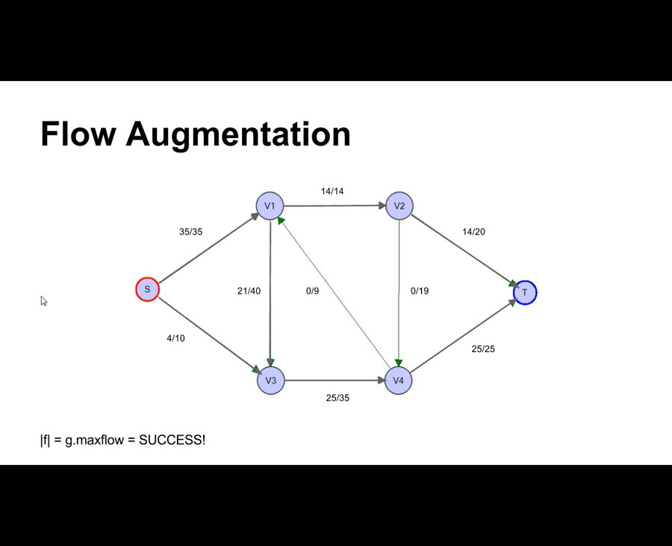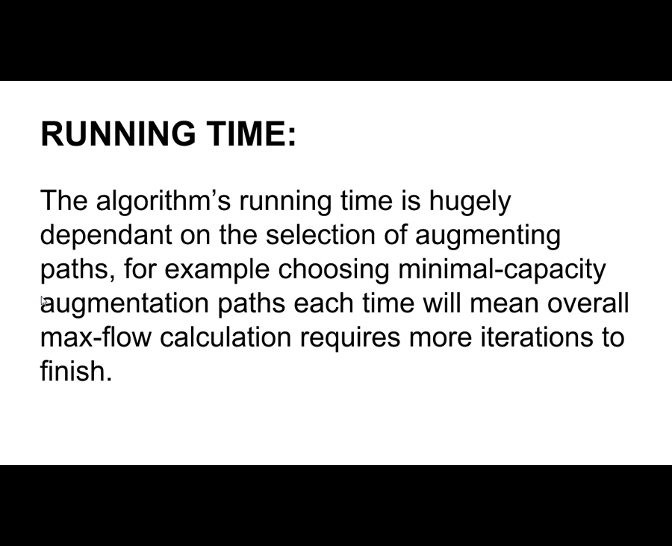Notice that the order in which I pick the augmentation paths here is none too specific in finding the result. The result will be calculated exactly the same. For example, if I had picked S to V1 to V2 to T, then S to V3 to V4 to T, then S to V1 to V3 to V4 to T, I'd still have found the correct value for max flow, which is 39.